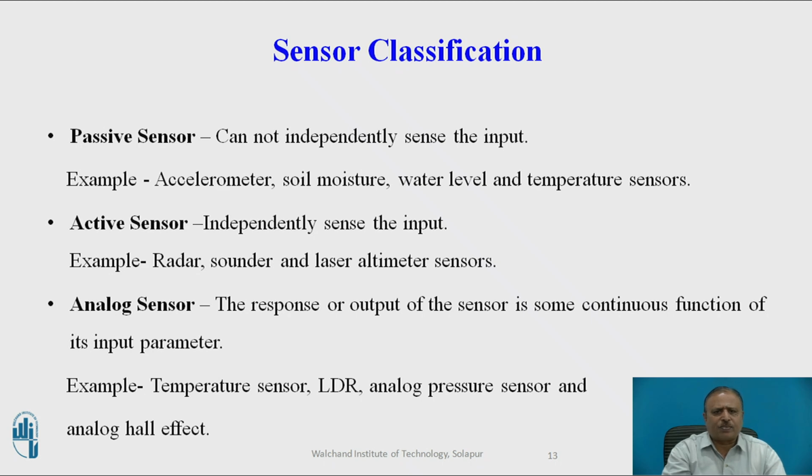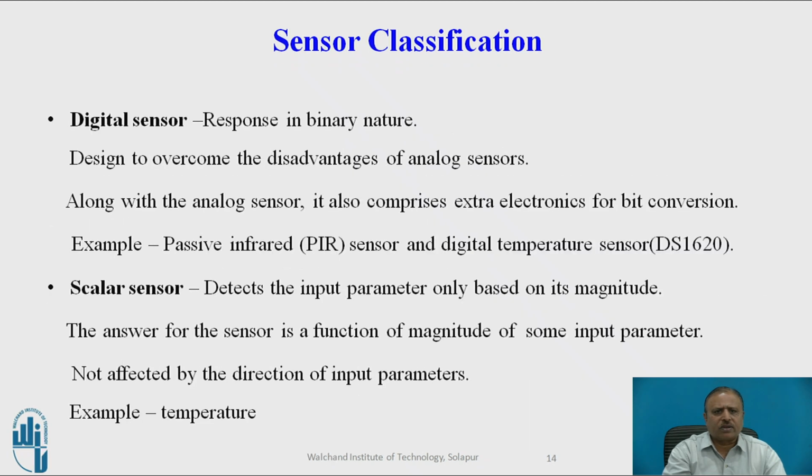Analog sensor: the response or output of the sensor is a continuous function of the input parameter. For example, temperature sensor, LDR, analog pressure sensor and analog Hall effect. The next is digital sensor. The response is binary in nature, designed to overcome the disadvantage of analog sensors. Along with the analog sensor, it also comprises extra electronic bits for bit conversion. For example, passive infrared PIR sensor and digital temperature sensor.